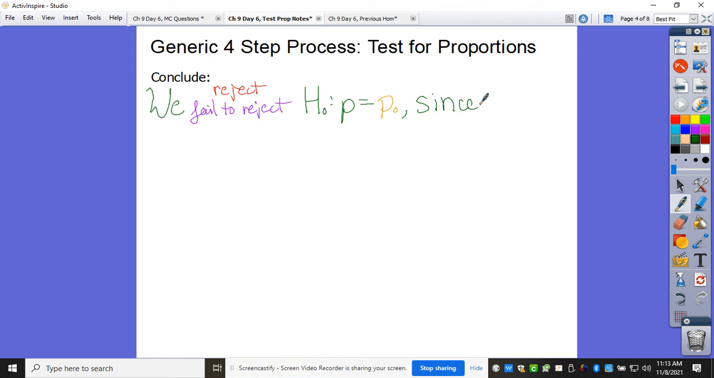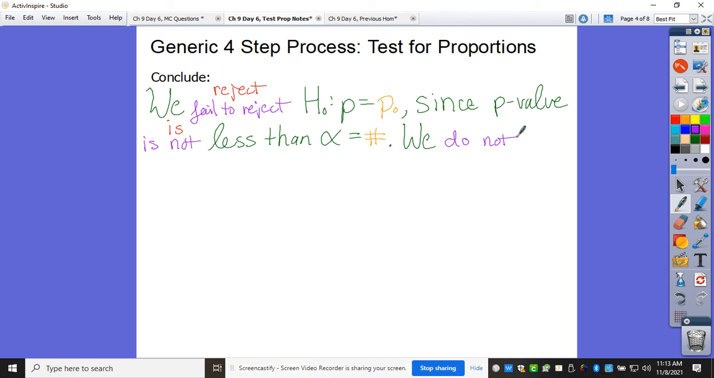So on top it's going to be is, on the bottom it will be is not, and then what? So what are my two options for after that? We either do or do not. What?